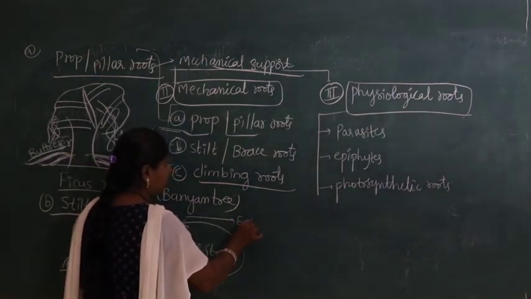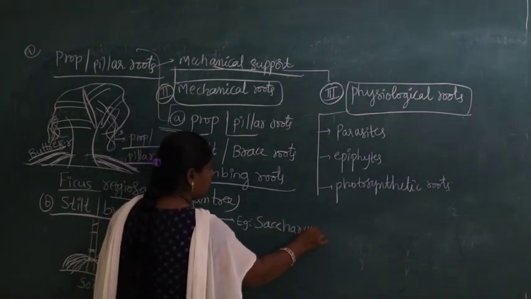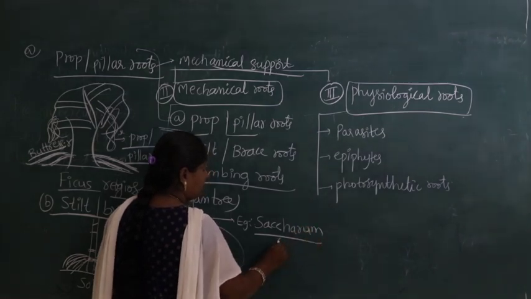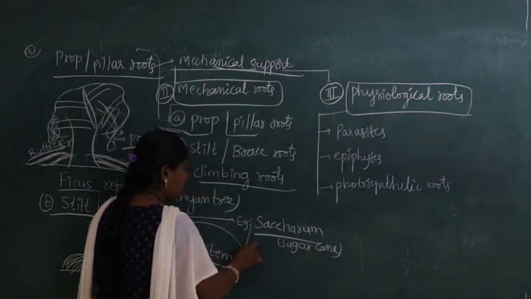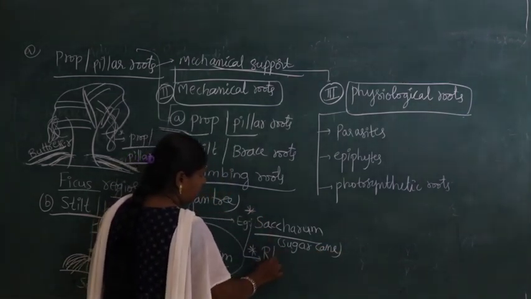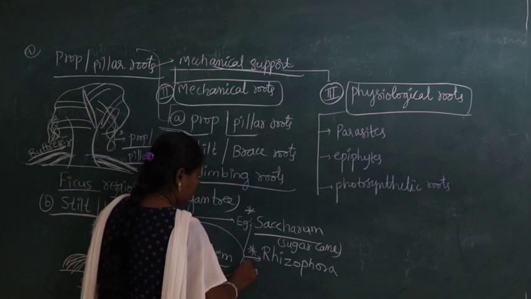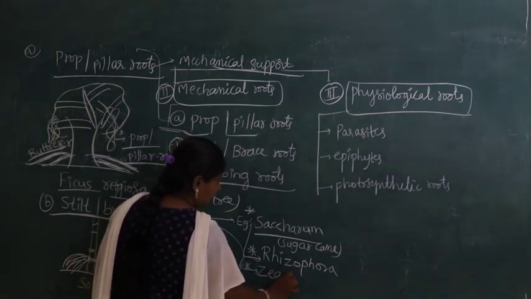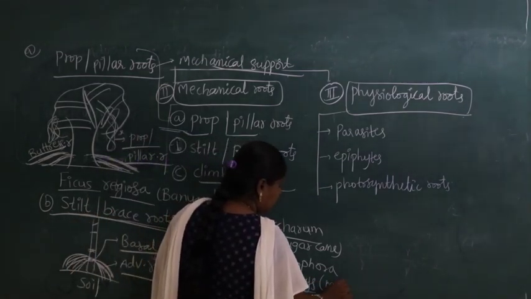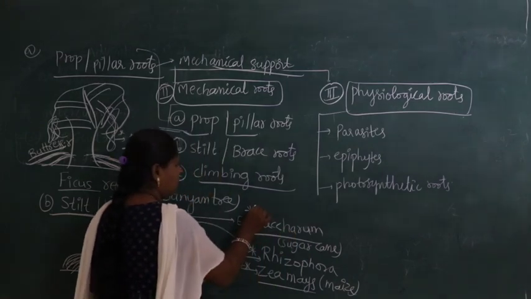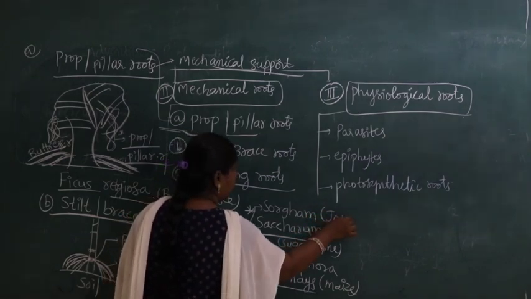Next here you can take examples for stilt roots or brace roots. For example, you can take Saccharum. Saccharum is nothing but sugar cane. Saccharum is commonly called sugar cane. And also we find Rhizophora, and then Zea mays, what I wrote here as the scientific name, it's commonly called maize. And here sorghum, means jowar.